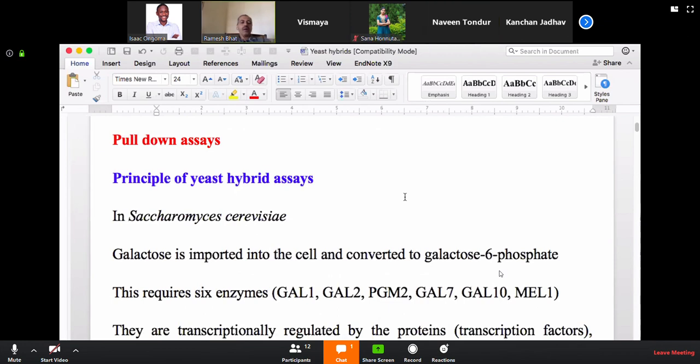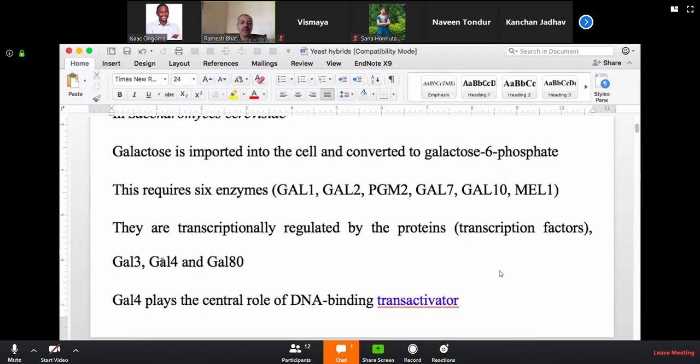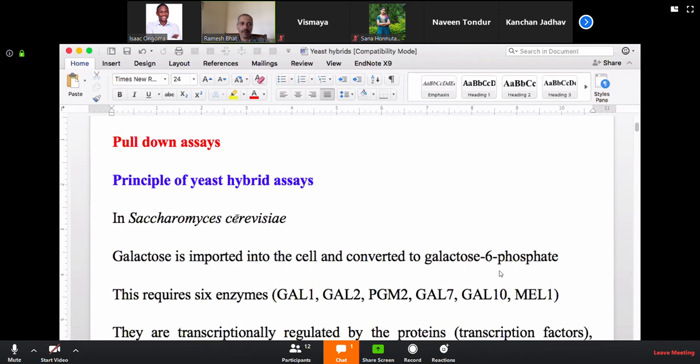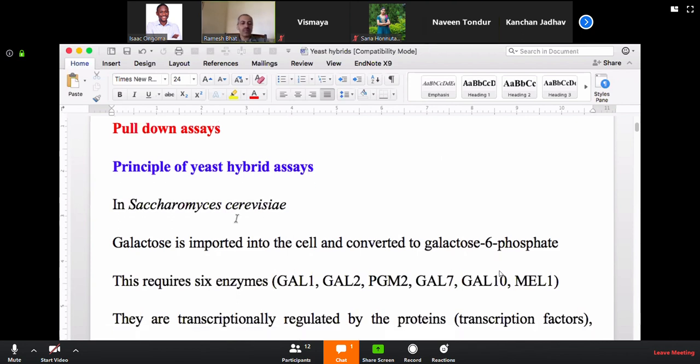So the whole yeast hybrid assays work on one transcription factor called GAL4, G-A-L. You can see here, it is called GAL4. Have you heard of GAL4? GAL4 is a transcription factor, and it is present only in yeast, Saccharomyces cerevisiae. You know Saccharomyces cerevisiae?